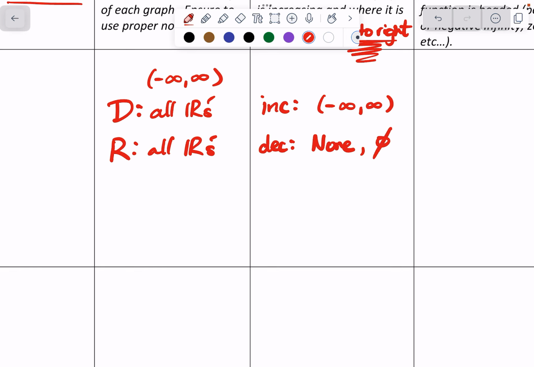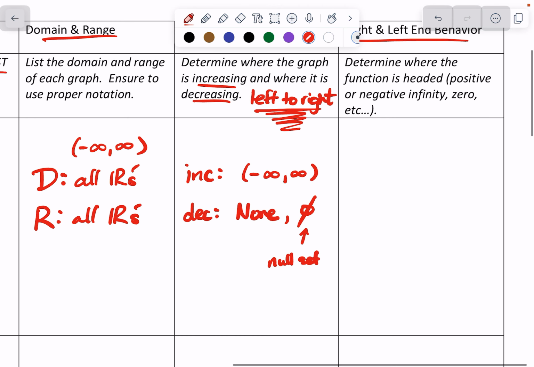You could use this fancy symbol. This is called the null set, right? It's just the set with no numbers, right? There's no place I'm decreasing. Determine where the function is headed, positive or negative infinity, 0, etc.